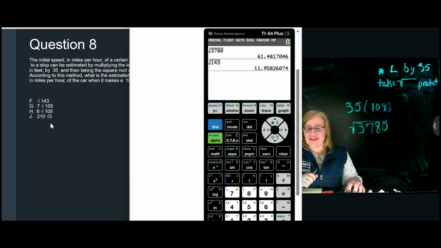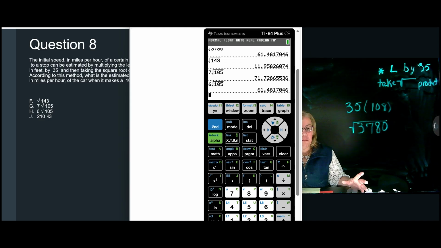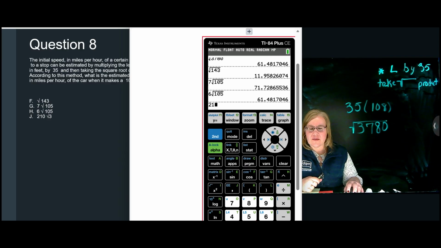That's not the right answer. So let's do 7 square roots of 105. That's not the right answer. Now let's do 6 square roots of 105. That's the exact answer. Let's double check and make sure that last one's not a possibility. So let's do 210 square roots of 3.